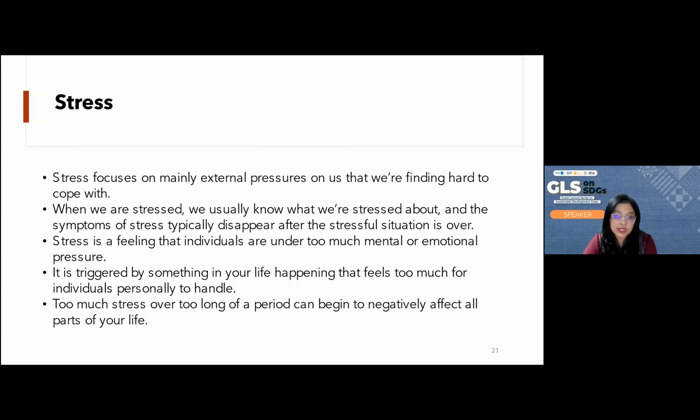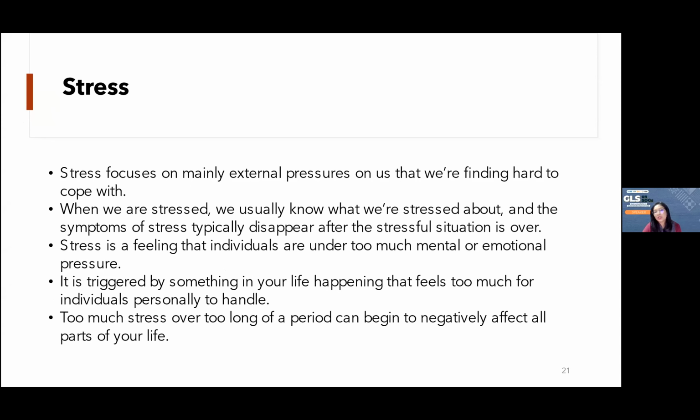So stress is a feeling that individuals are under too much mental or emotional pressure. It is triggered by something in your life happening that feels too much for the individual personally to handle. Too much stress over too long a period can begin to negatively affect all parts of your life.